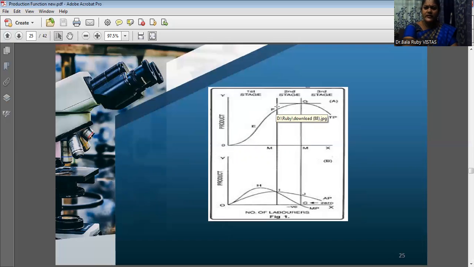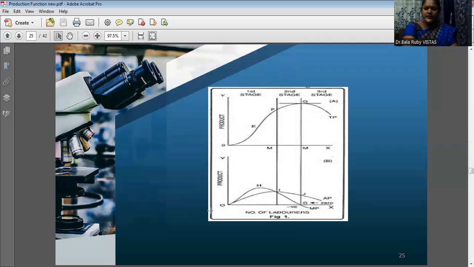So this point is known as inflection point, and correspondingly, this marginal production becomes maximum. So this corresponding point is H. Listen very carefully. This E is the inflection point. The corresponding point is H. So this H is the maximum point of the marginal production. So if you see this marginal production in the first stage, it increases from the origin. It increases, reaches a maximum point, then it declines.